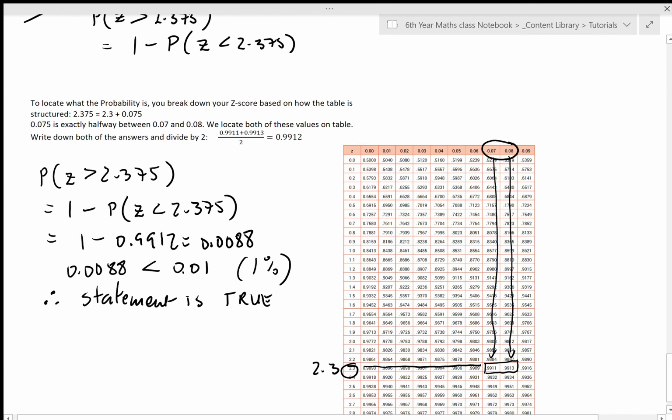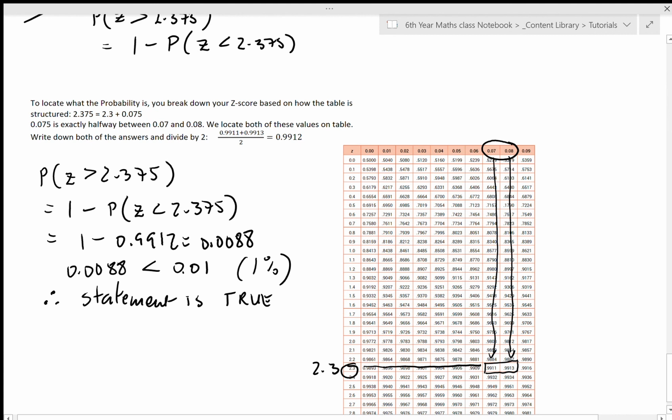So you find 2.3 down the left-hand side, you track across, then you track down from 0.07, you write down that value, which is 0.9911. Then you do the same for the one beside it, 0.08, 0.9913. And obviously halfway between that is 0.9912. Okay. We're still not finished yet because, again, we want to work out what the chances are of being above that value.